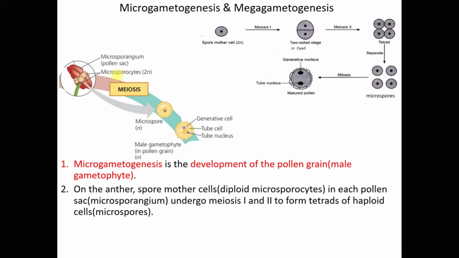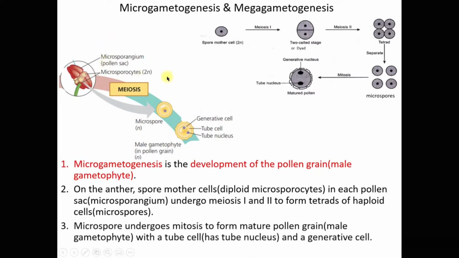These microsporocytes will undergo meiosis 1 and 2 to form microspores. One microsporocyte undergoes meiosis 1 and 2 to form 4 microspores. And these microspores are haploid, because you know that meiosis gives a haploid outcome from a diploid cell.